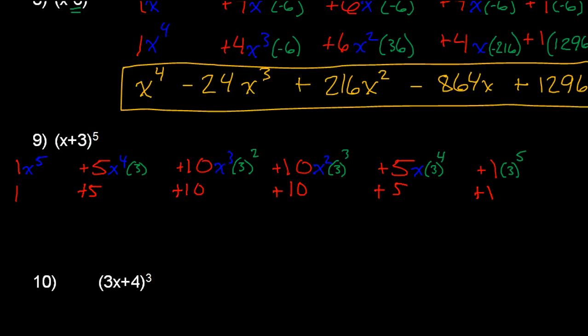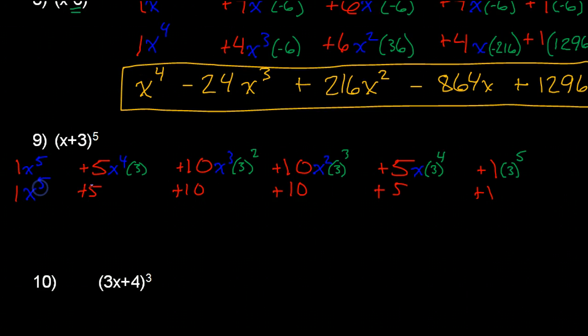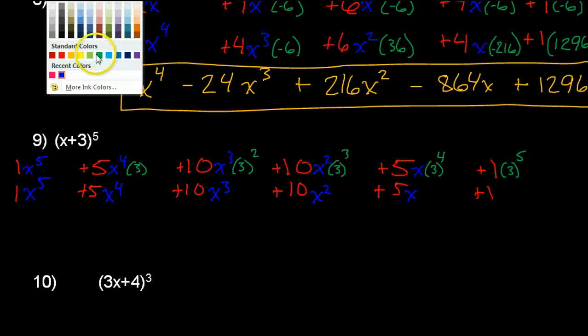Alright, I was just thinking there for a second. Then the variables, I've got x to the 5th power, x to the 4th power, x to the 3rd power, x squared, and x. So now I'm just going to go ahead and do these powers of 3.